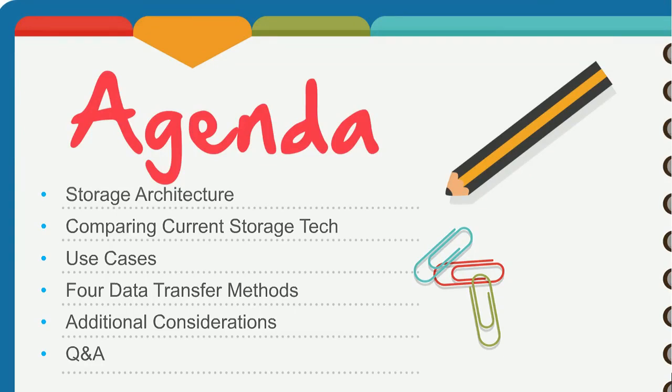So just a quick rundown of our agenda for today. We will go over the standard storage architectures that one typically encounters in the field. And we will compare those current storage technologies that are associated with those architectures and basically formulate some plans and use cases around how to do migration from those storage technologies to object storage. We'll discuss 4 of the primary data transfer methods that are involved in that work and some additional considerations that are associated with data migration in general. And then finally, we'll follow up with addressing any questions you have during the course of the presentation.